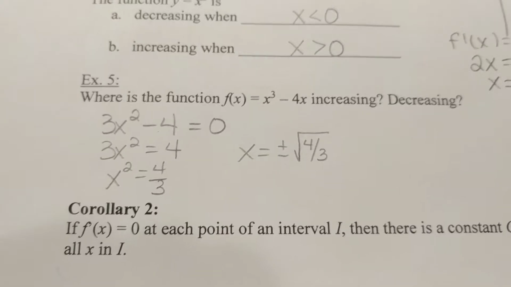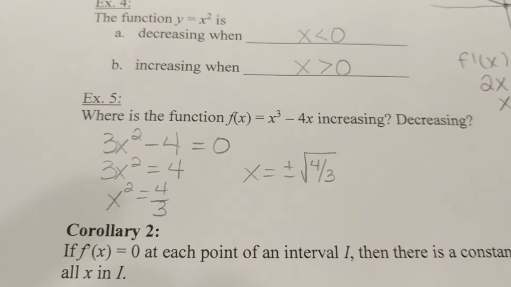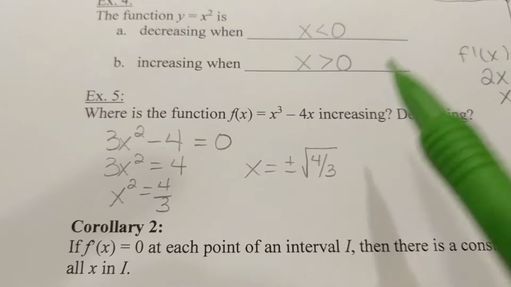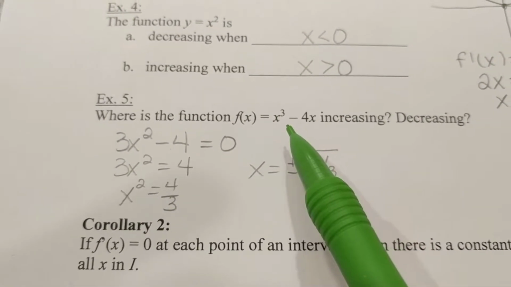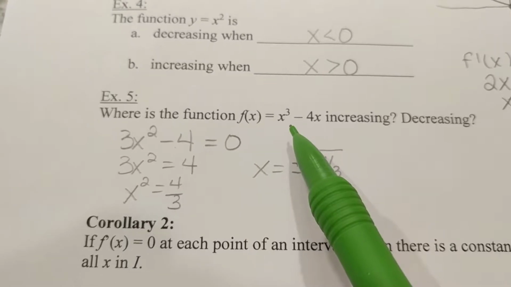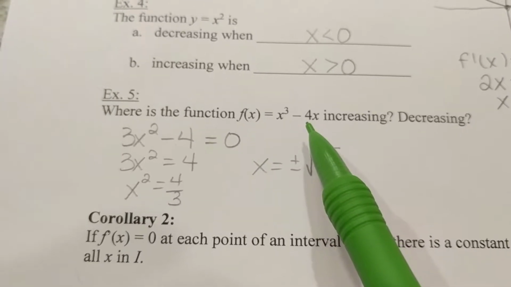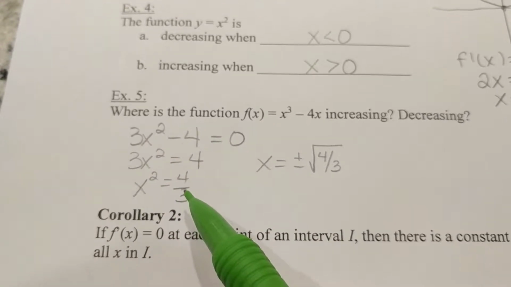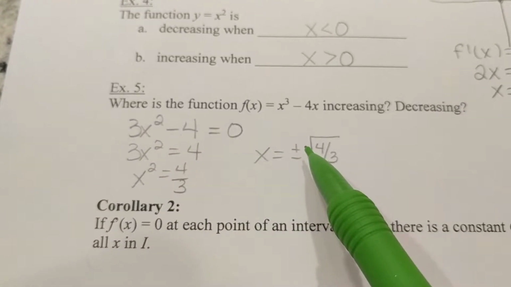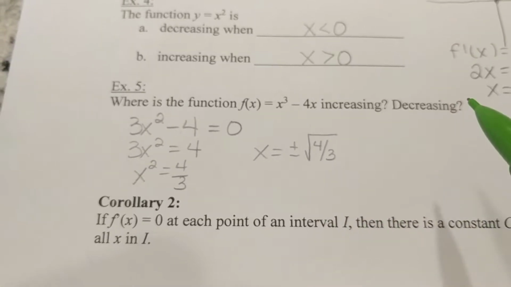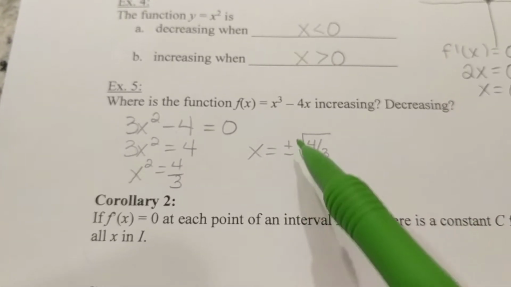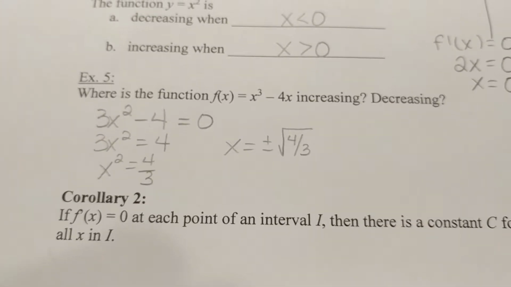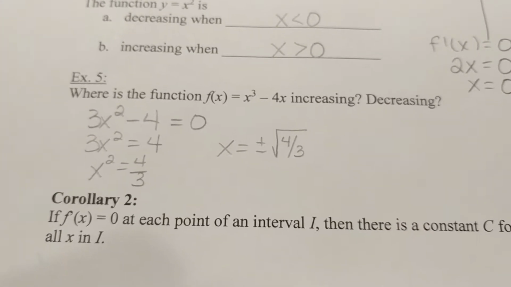All right, so breaking this into steps, the derivative was 3x squared minus 4. We set that equal to 0. This is a continuous function with no weird asymptotes or jumps or holes or anything, so there's no place where the derivative doesn't exist. So when I add the 4 and divide by 3 and then take the square root, I get plus or minus square root of 4/3. There's 2 critical points.